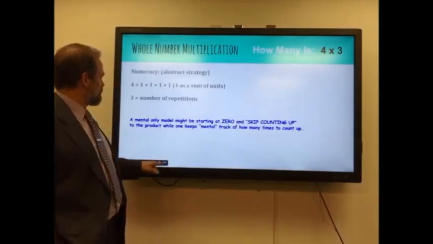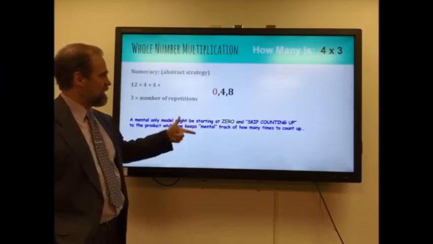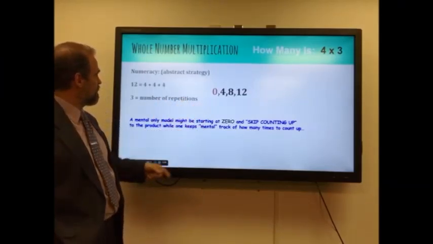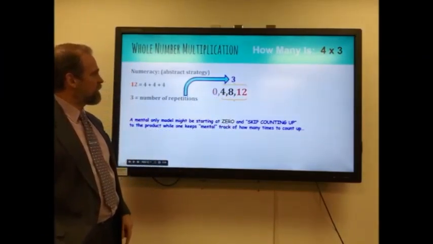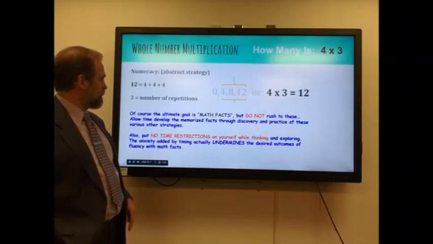Okay? So let's do this mental math. I start at 0 and I skip count. 4, 8, 12. That's 3 4s. What did I land on? 12. What's my answer? It's 12. That's 3 repetitions of 4, right? Or 4 times 3 is 12.